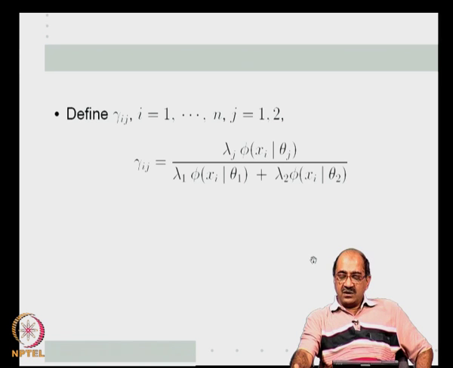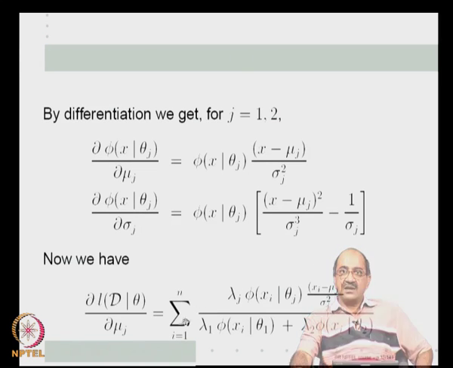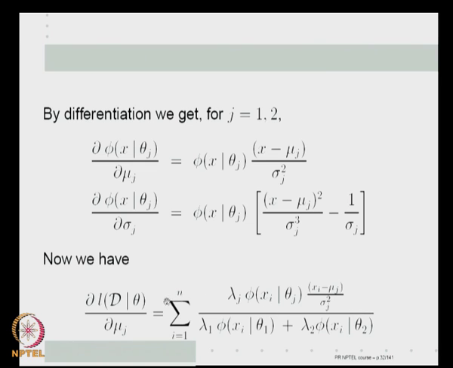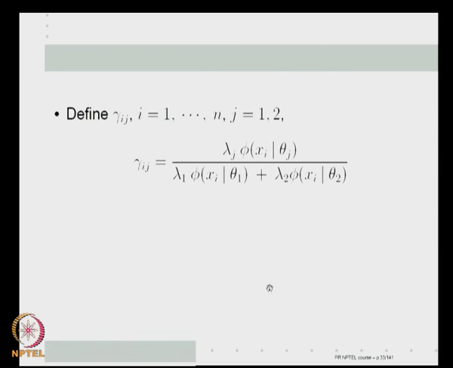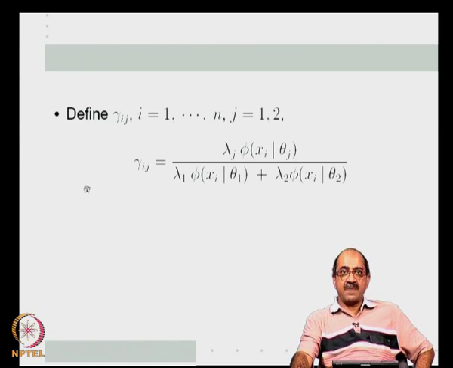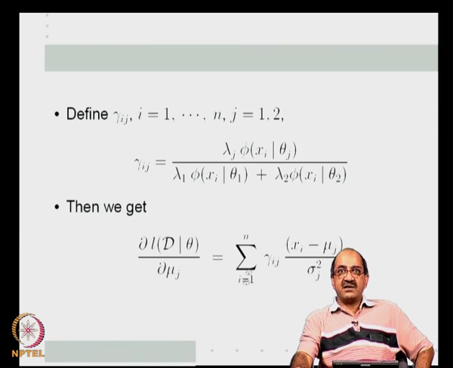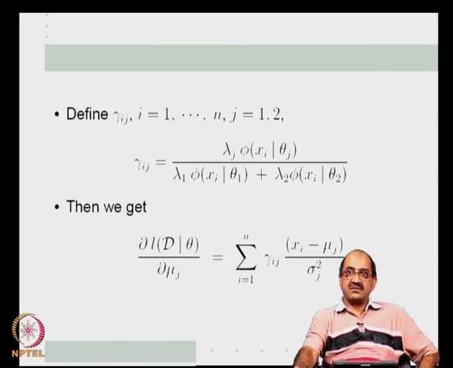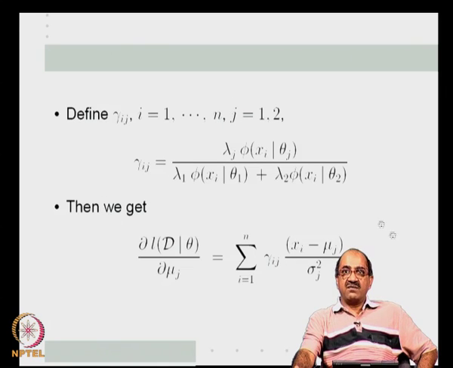So, in all these terms, as you can see, we have this factor lambda j phi x given theta j by lambda 1 phi x I given theta 1 plus lambda 2 phi x I given theta 2. Let us give a name to that term. Let us call it gamma I j. Gamma I j is lambda j phi x I given theta j by the sum of the two densities. Then the earlier equation can be written as del L by del mu j is summation I is equal to 1 to n gamma I j into x I minus mu j by sigma j square, right. Just by taking that factor out, we got a very simple equation.